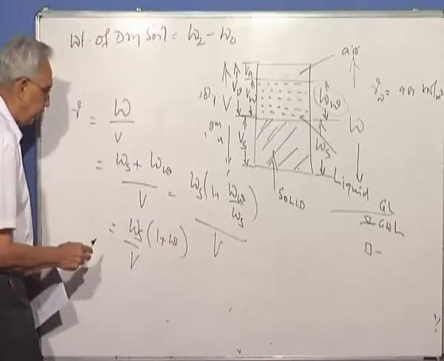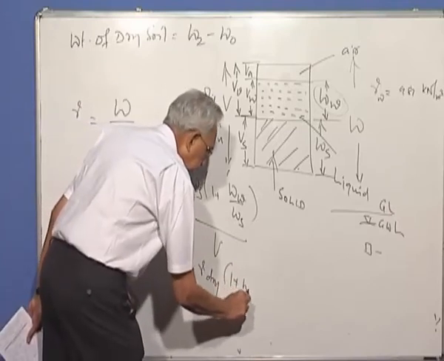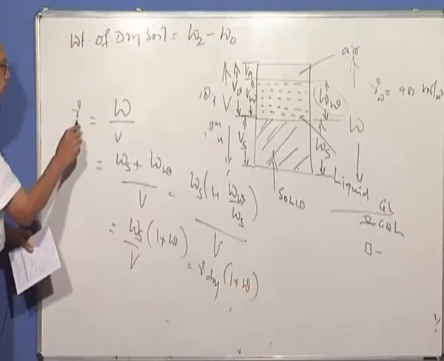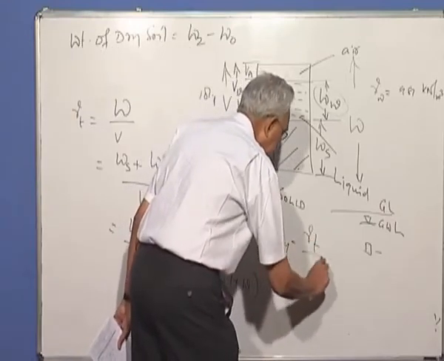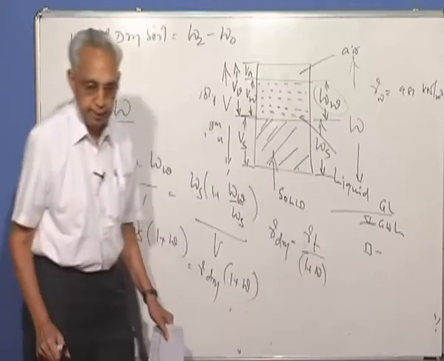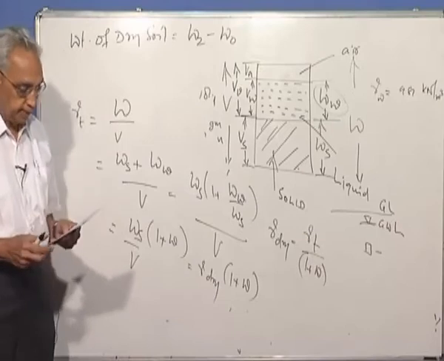So now I have a relation: gamma dry into 1 plus W gives me the total unit weight. Or if I want, gamma dry is equal to gamma total divided by 1 plus W. Like this, you can do a lot of manipulations around and find out the various values.